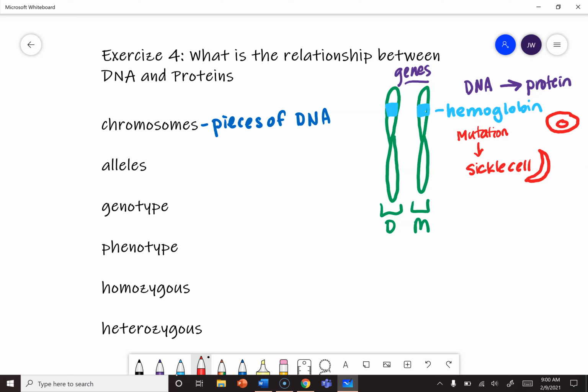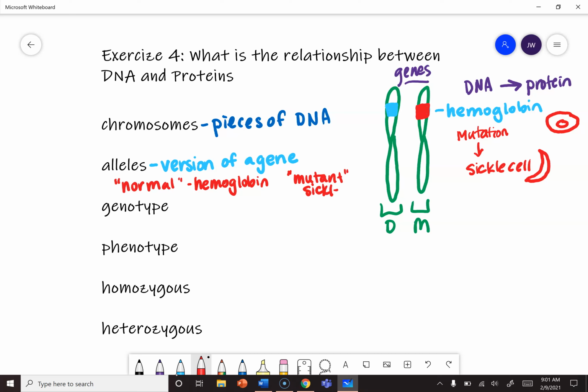So let's say that an individual actually has a gene that contains the mutation for sickle cell. Now, it is said that this individual has a mutant allele. An allele is a version of a gene. So here we have two different alleles. We have the normal allele for hemoglobin, and we have the mutant allele for sickle cell.